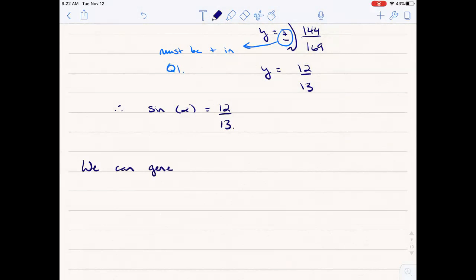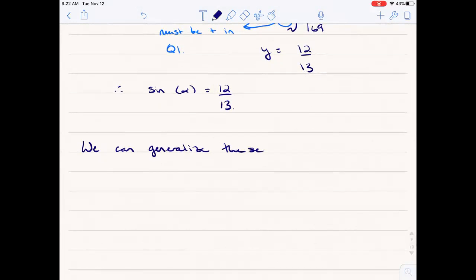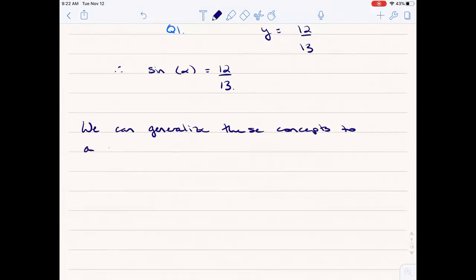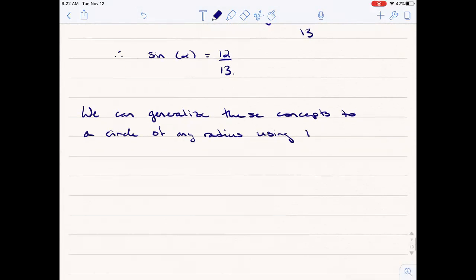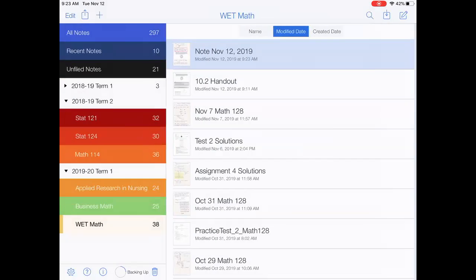We can generalize these concepts to a circle of any radius using theorem 10.3, which is on your handout.